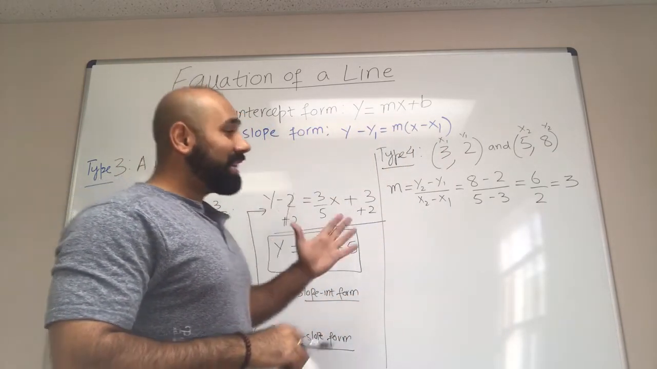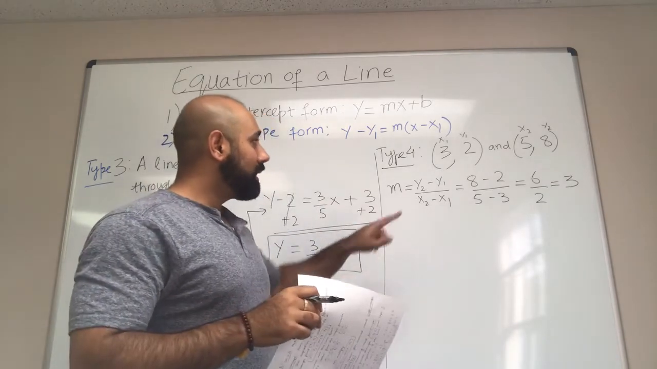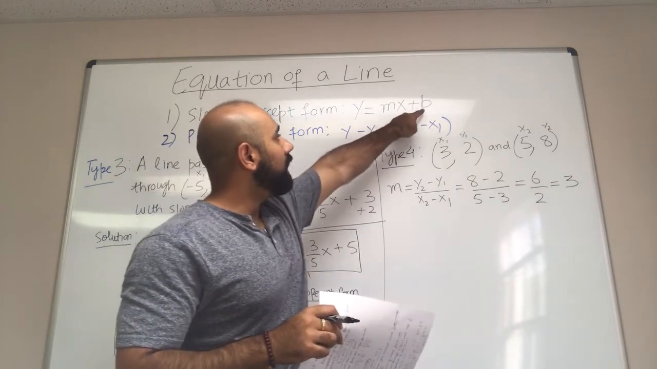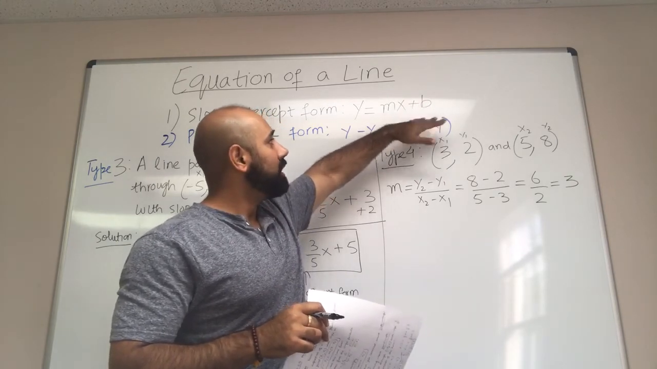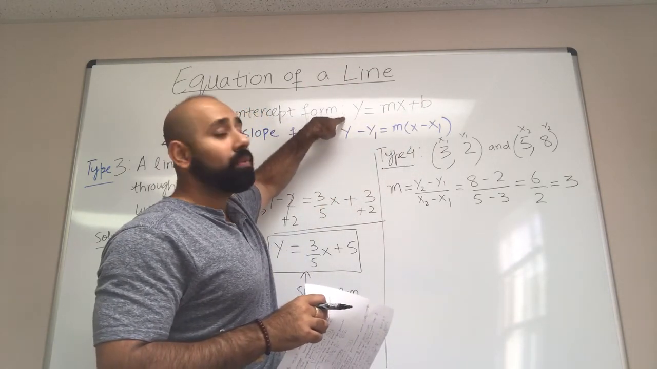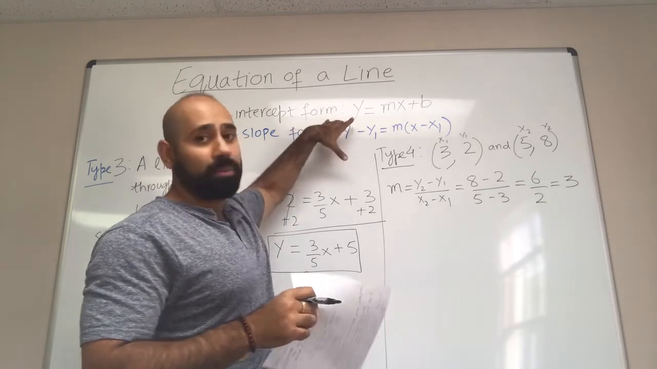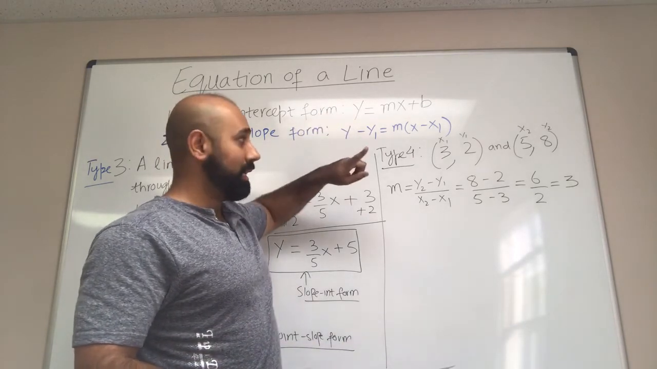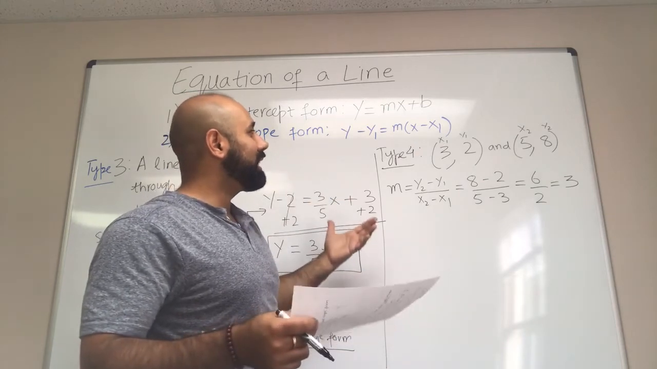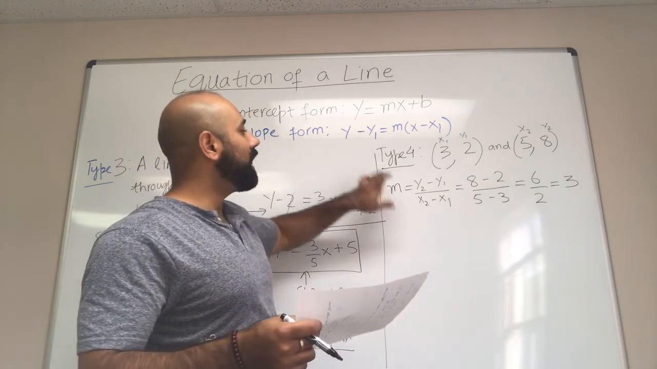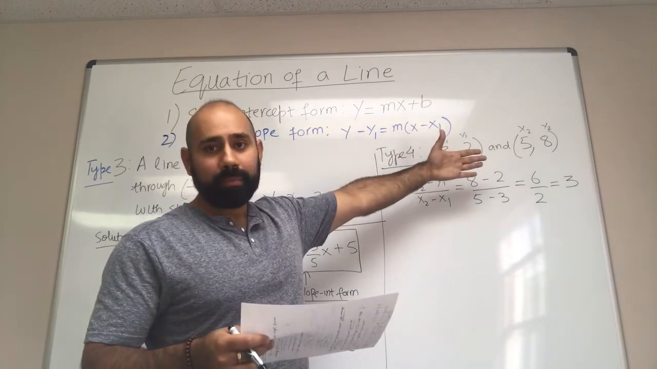Now, we can take 2 routes here. One is, we have the slope, and we can go ahead and actually find the y-intercept. Once we have the y-intercept, then obviously we're going to use the first way, the slope-intercept form, to express the equation of a line. Or the other way, which seems to be quicker and more convenient in this case, is to use the point-slope form, because we have the slope and we have the point.